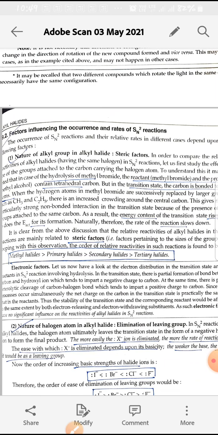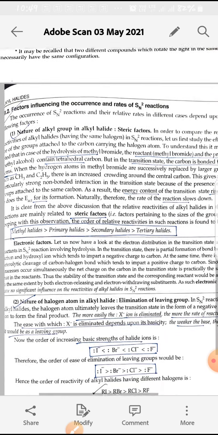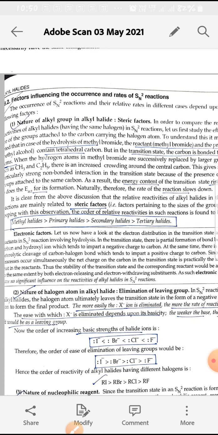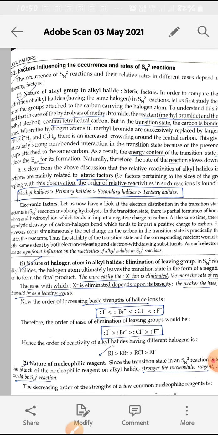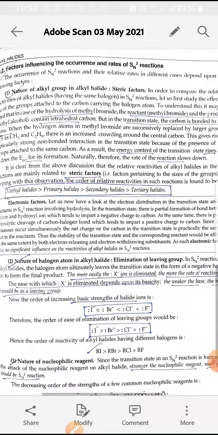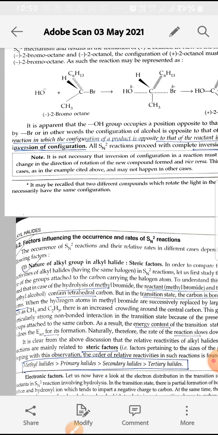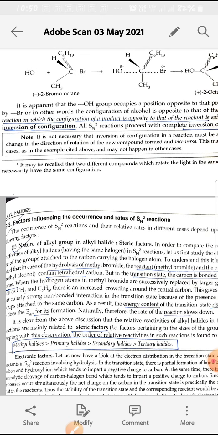Next is factors influencing the occurrence and rate of SN2 reactions. There are four types of factors. First is the alkyl group, the alkyl halide, other is the attacking reagent, that is the nucleophile, third is the nature of the halogen group, and fourth is the nature of the solvent. So first, the nature of the alkyl group in the alkyl halide, that is the steric factors. Now we have to compare alkyl groups, that is methyl halides, primary, secondary and tertiary halides, which will be more reactive in case of SN2 reactions.